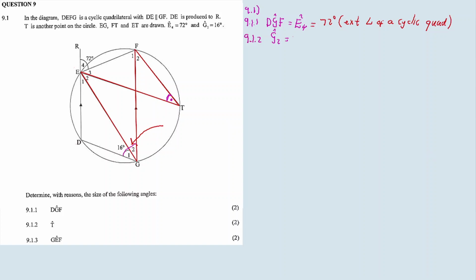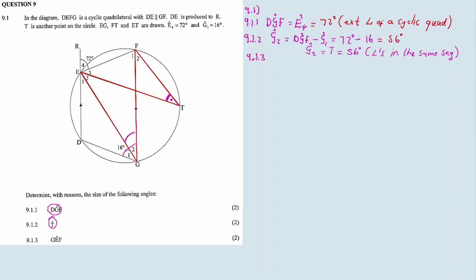So angle G2 is in the same segment as angle T. We just need to calculate angle G2, but it will be easy because we have 16 degrees with G1 as well as the whole angle DGF. Therefore, G2 is equal to DGF minus G1, which is 72 degrees minus 16, which is equal to 56 degrees. G2 is equal to T2. Why are they equal? It's because of angles in the same segment.